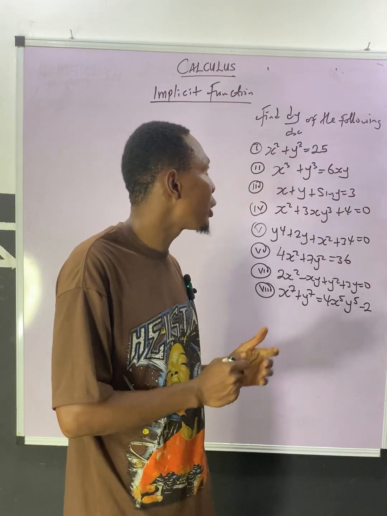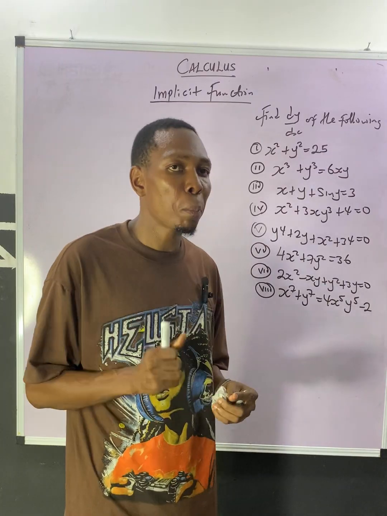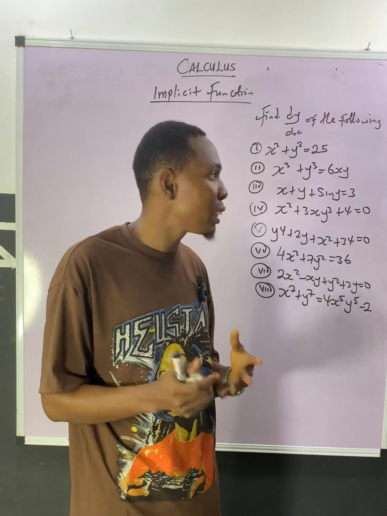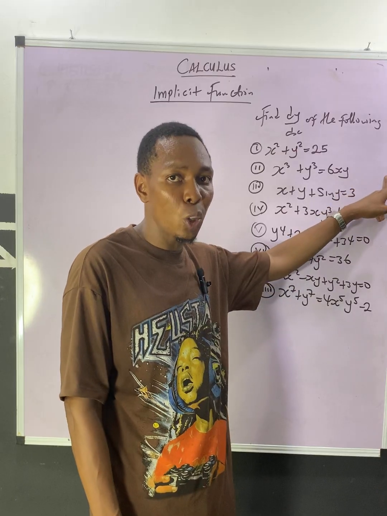So according to this question, we have to look for dy dx of the following. Okay, but take note, whenever you have x and y together like this, what do you do? You write the question twice. You differentiate x, you hold y constant, and differentiate y and hold x constant.